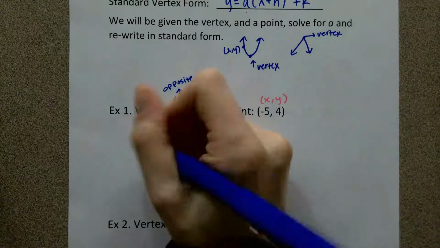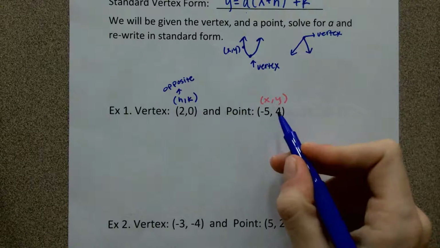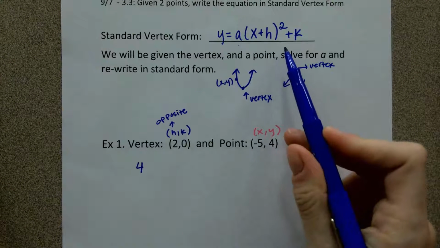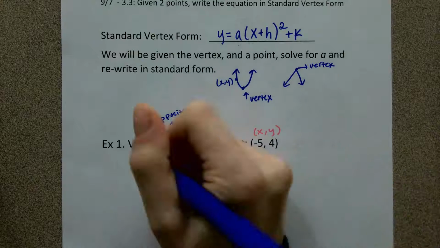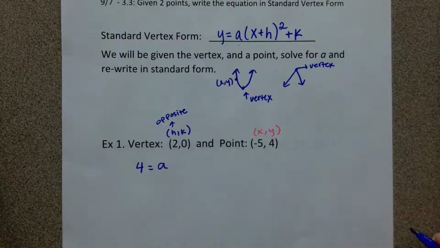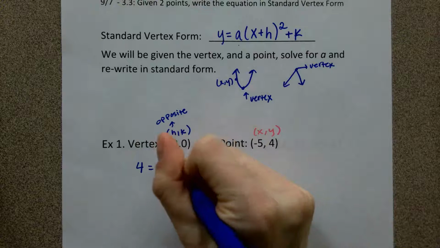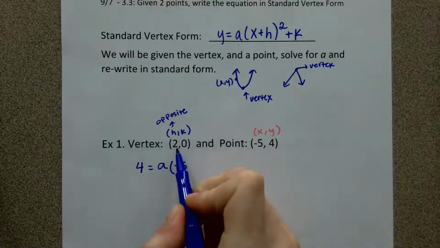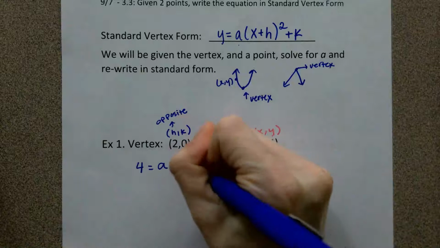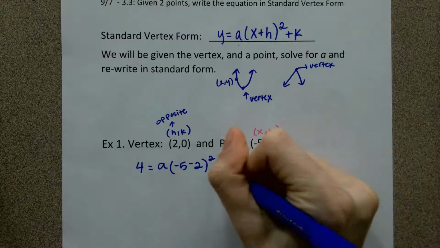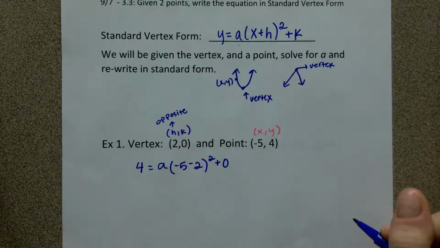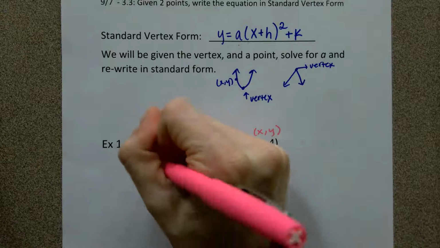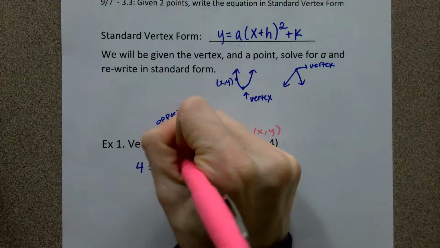So then we go ahead and plug these in. So we have y, okay, just plugging them into our standard form equation. So we have y equal to, we don't know a, that's what we're trying to find. X is -5, h is -2 because it's the opposite, squared, and then we have plus k, which is 0. Okay, and then we just solve for a.